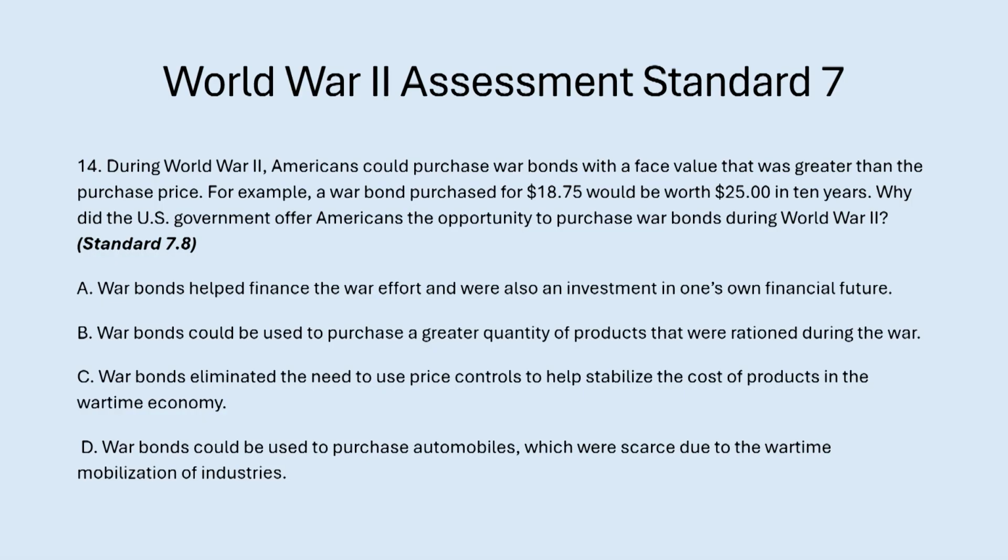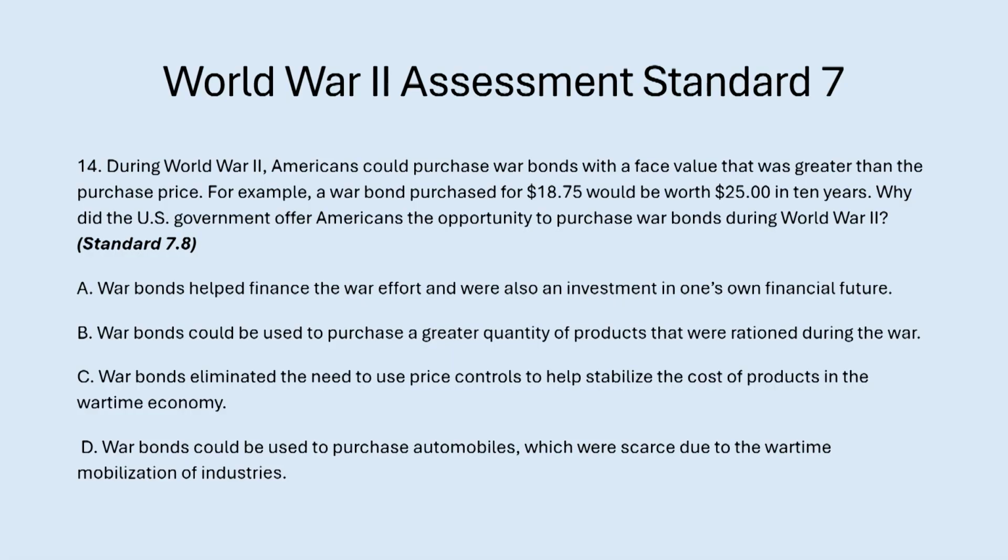During World War II, Americans could purchase war bonds with a face value that was greater than the purchase price. For example, a war bond purchased for $18.75 would be worth $25 in 10 years. Why did the U.S. government offer Americans the opportunity to purchase war bonds during World War II? Well, I know, based on my fact list, that war bonds were used to finance World War II. A: War bonds helped finance the war effort and were also an investment in one's own financial future.